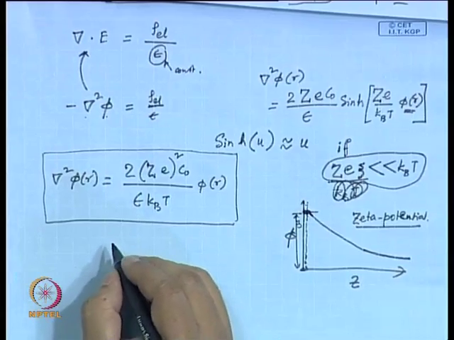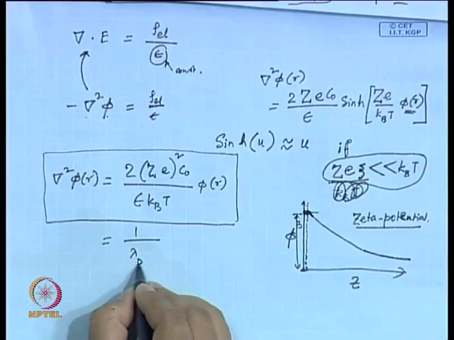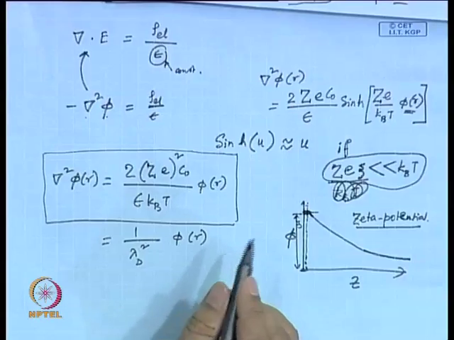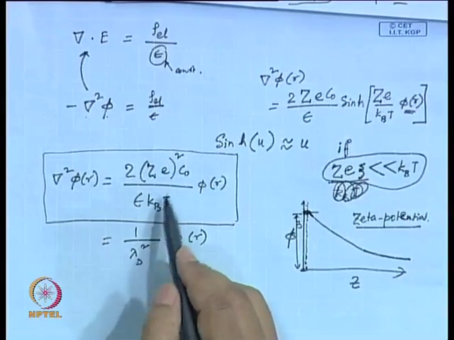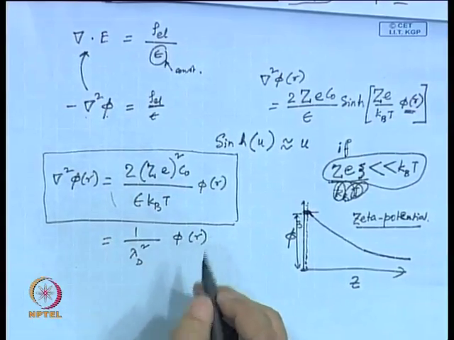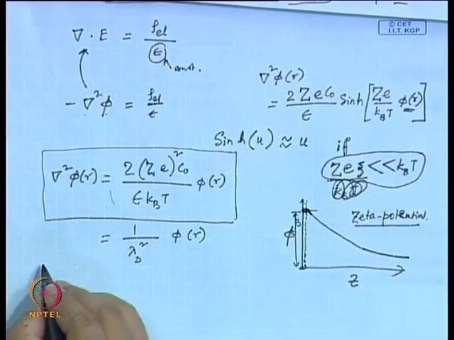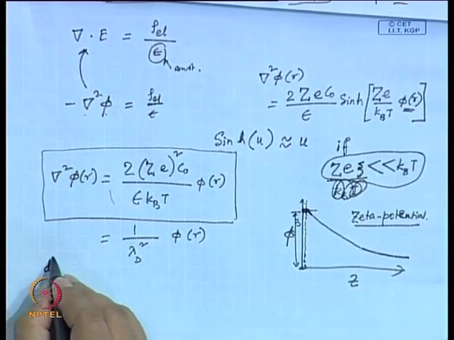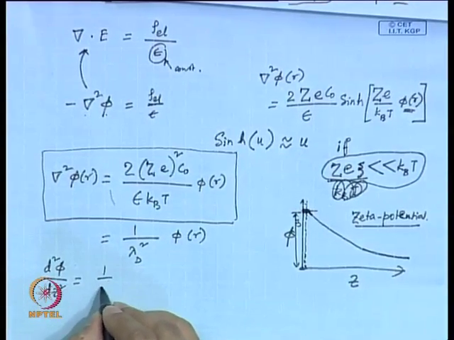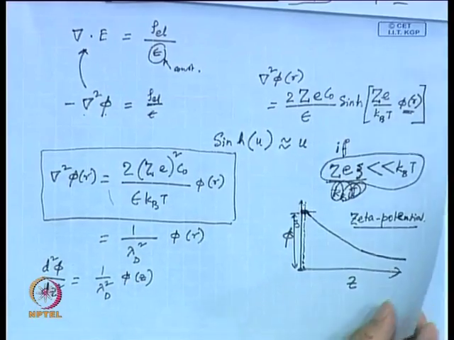Okay. So this is also written as 1 divided by lambda D whole square times phi of r. What is lambda D in that case? 1 by lambda D whole square is this quantity. Okay. So then what is the idea here? For a 1D situation you can write d square phi dz square equal to 1 by lambda D square times phi z. That is exactly what you can write.